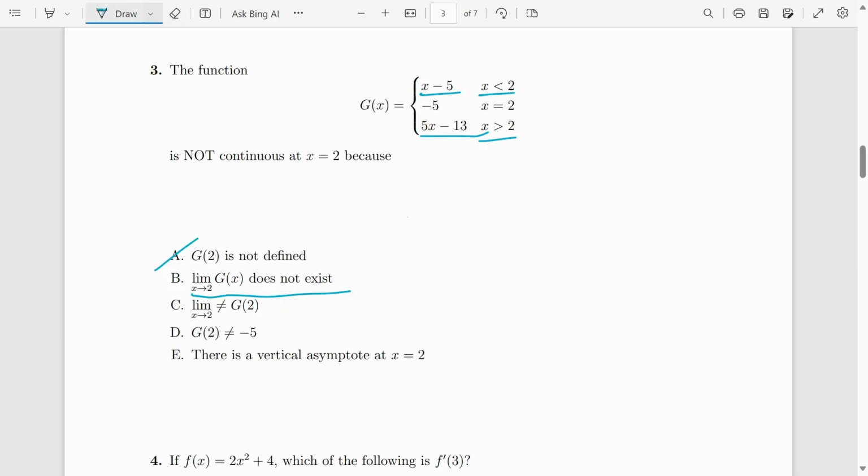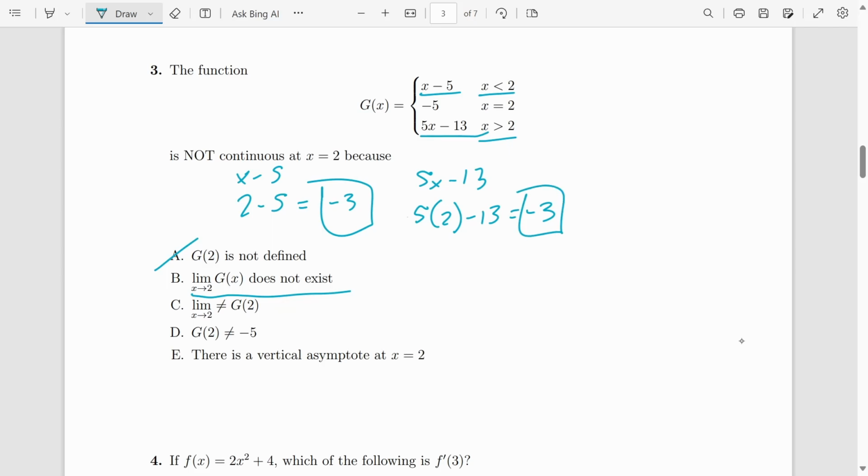So if we're going to do that, x minus 5, you plug in 2, you get 2 minus 5, which equals -3. And for 5x minus 13, you plug in 2, you get 5 times 2 minus 13, which also equals -3. So that's great. We have the same value here. So that means that the limit as x approaches 2 does exist, and it equals -3. So B is wrong. Now what about C?